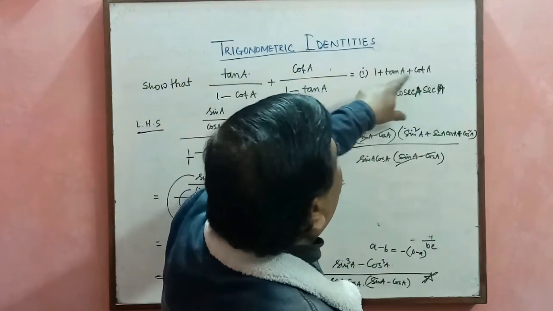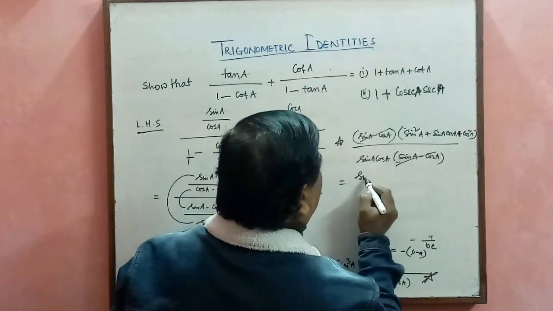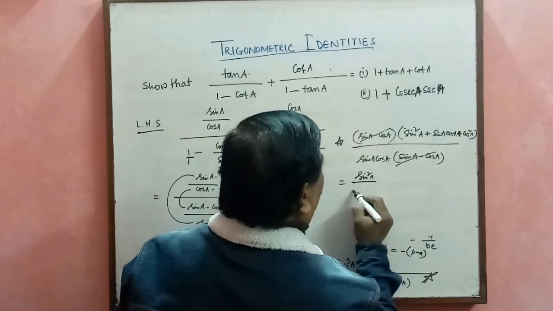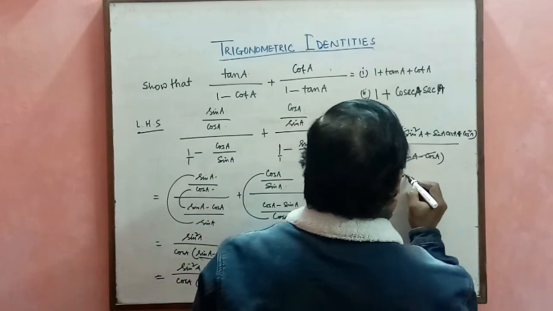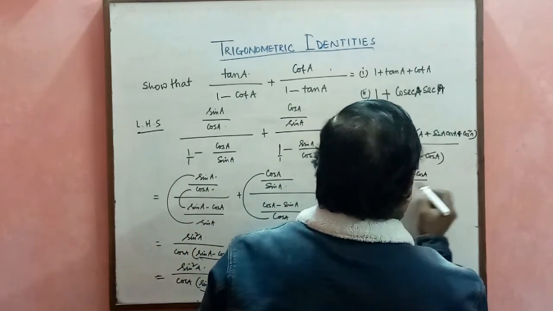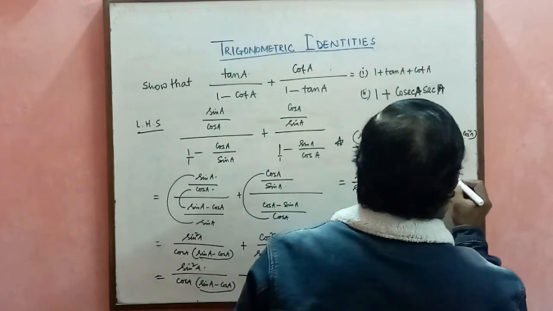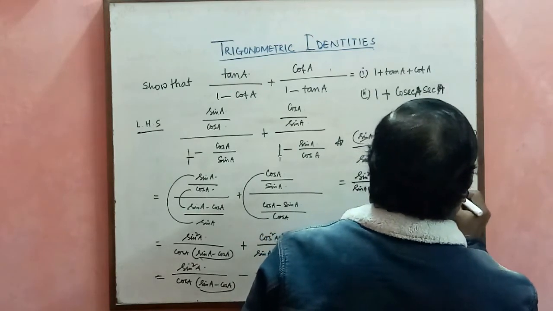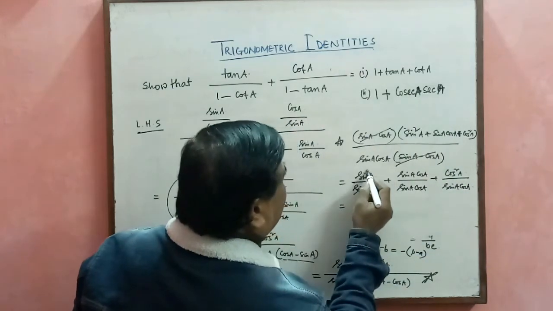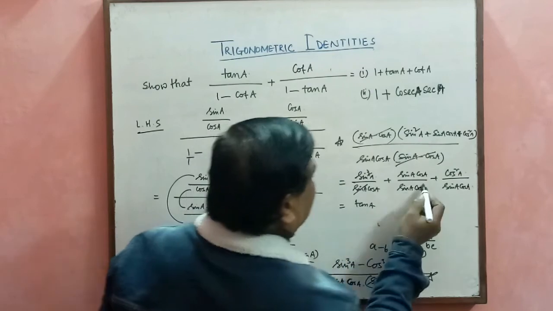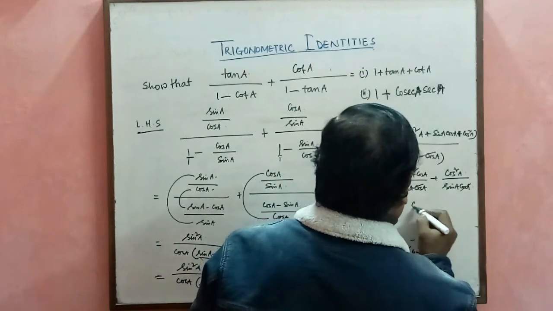Now see, we need three quantities here: 1, 2, 3. Here also 1, 2, 3. You just write separately: sin square A upon sin A cos A, plus sin A cos A upon sin A cos A, plus cos square A upon sin A cos A. So this is giving me sin A, sin A cancel, tan A. This cancels out, plus 1, plus this is cos A cancels, cos upon sin, cot A. This one is proved.